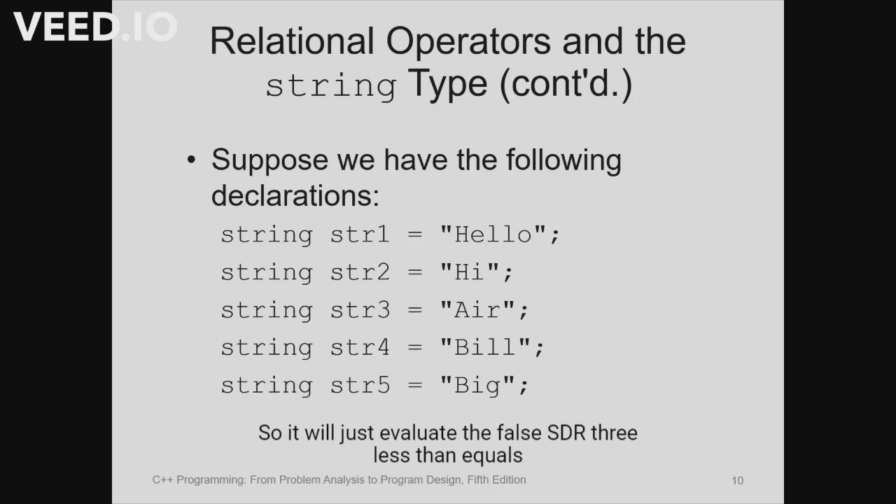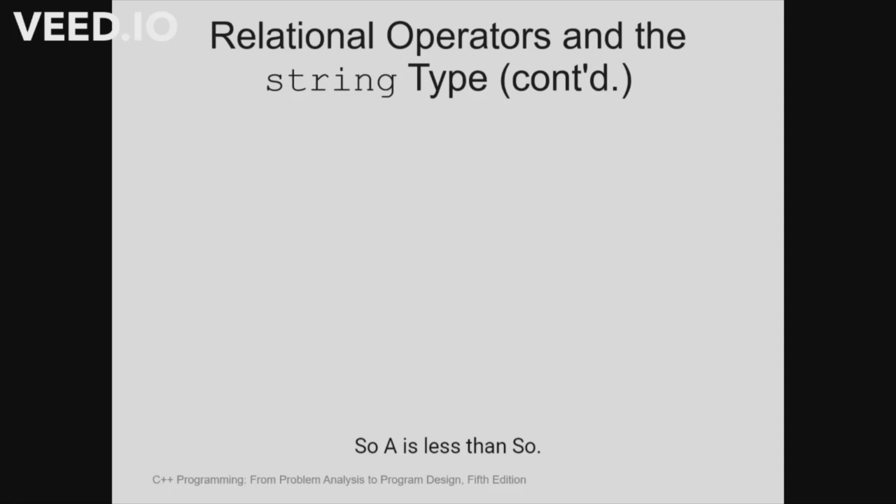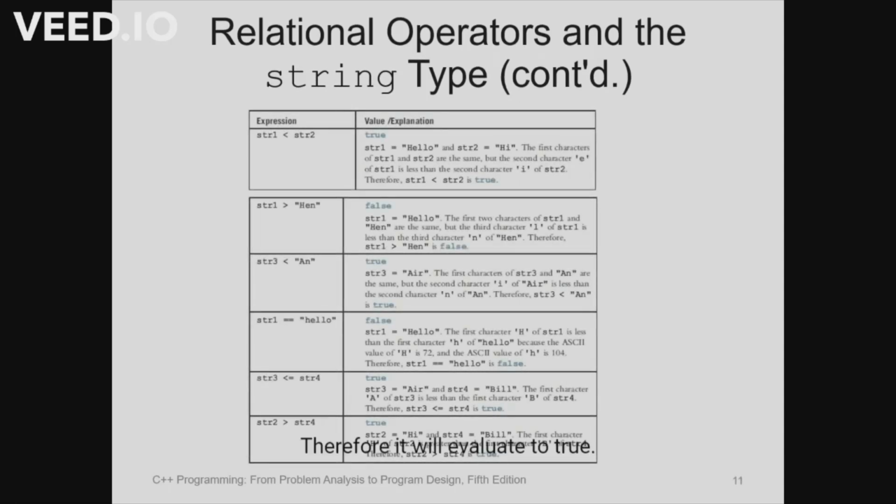str3 less than or equals str4. str3 contains Air, and str4 contains Bill. From the first character, they are not similar. A is less than B. Therefore, it will evaluate to true.